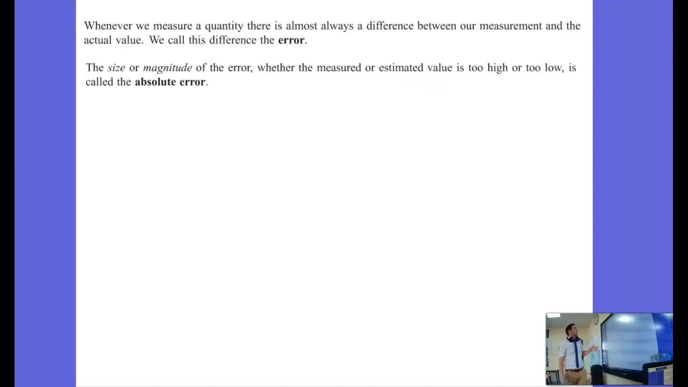Percentage error then. Whenever we measure a quantity, there is almost always a difference between our measurement and the actual value. The difference between our estimate or approximate answer and the actual value is the error. The size of that error, whether it's too high or too low, is called the absolute error. It's an absolute value because it's always just a positive number. So if it is 3 too low or 3 too high, we just give it a value of 3.